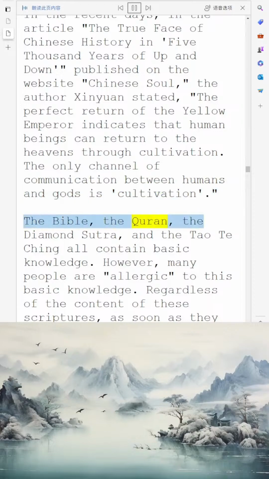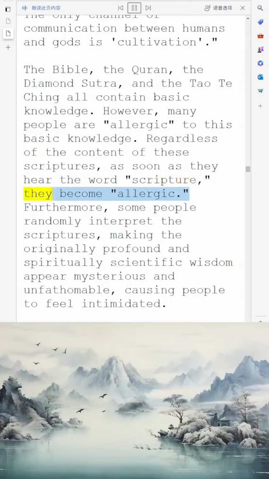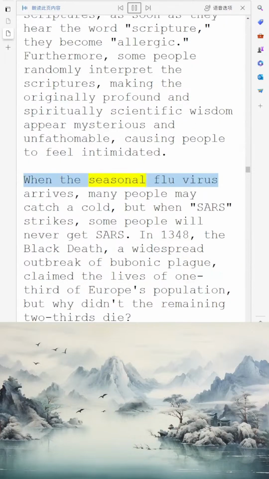The Bible, the Quran, the Diamond Sutra, and the Tao Te Ching all contain basic knowledge. However, many people are allergic to this basic knowledge. Regardless of the content of these scriptures, as soon as they hear the word scripture, they become allergic. Furthermore, some people randomly interpret the scriptures, making the originally profound and spiritually scientific wisdom appear mysterious and unfathomable, causing people to feel intimidated.